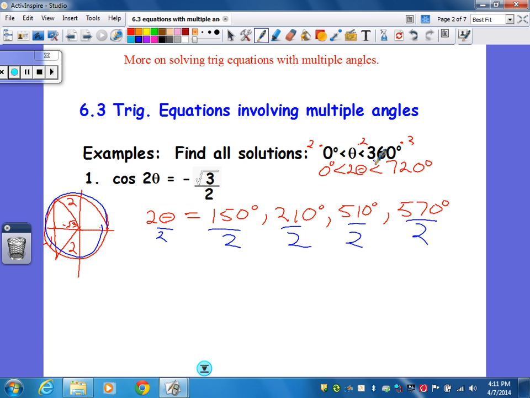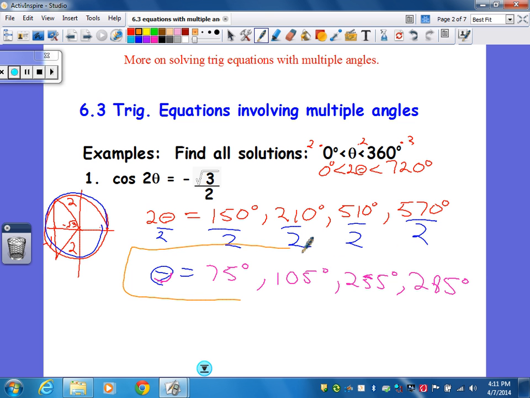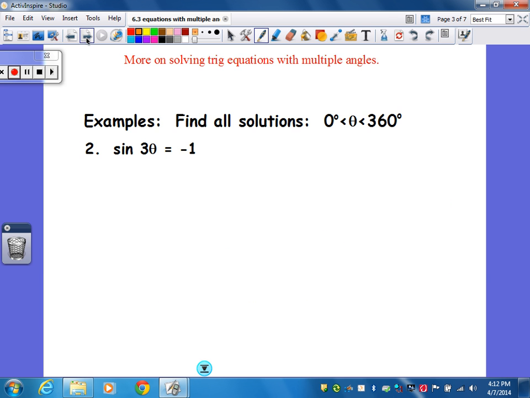So now theta is equal to 75 degrees, 105 degrees, 255 degrees, and lastly, my favorite, 285. I don't know why it's my favorite, I just like 285. It's a cool number. That will be our answer, that's what I'll be looking for. There's a lot going on, but it's not overly difficult. The big thing is to think about your unit circle.